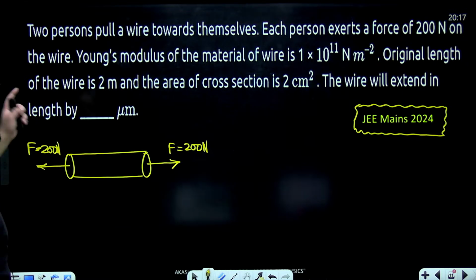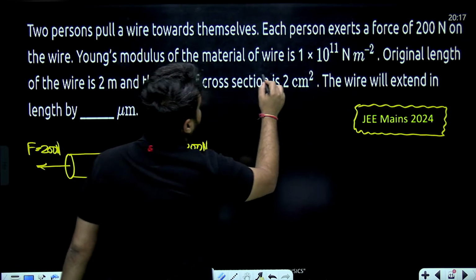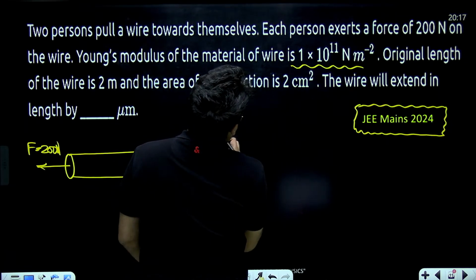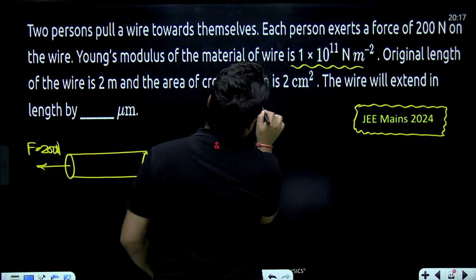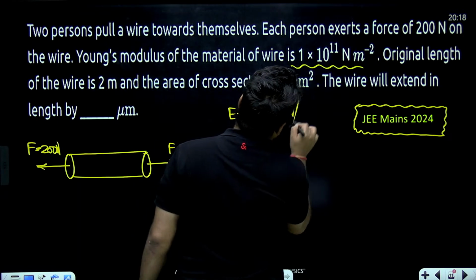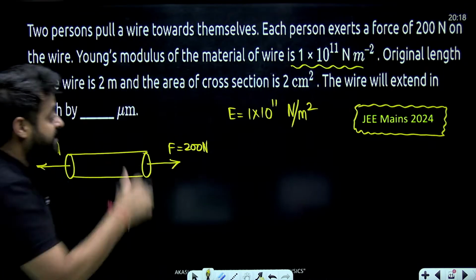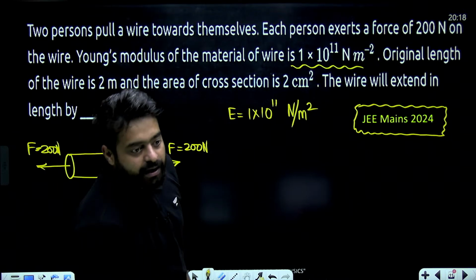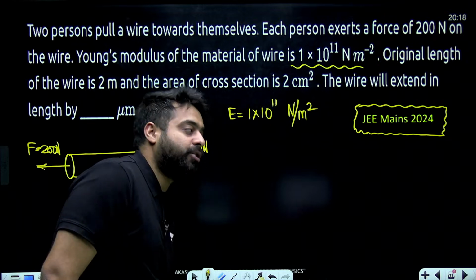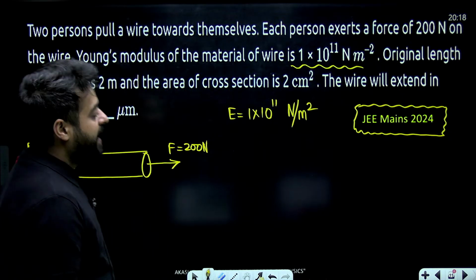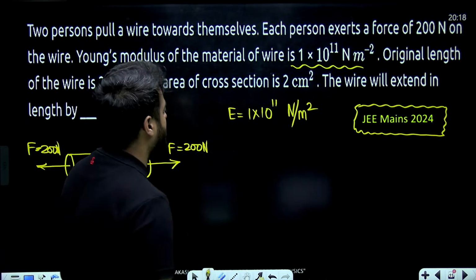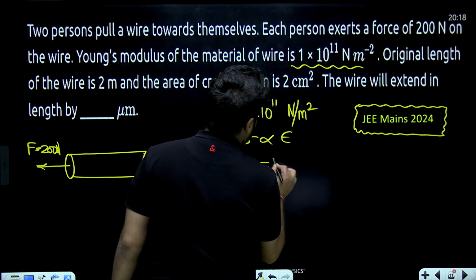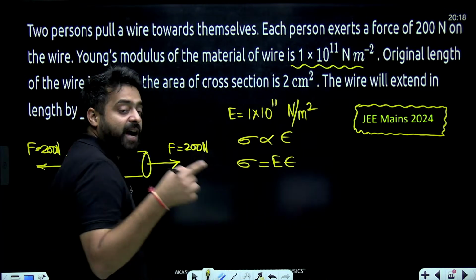On the wire, the Young's modulus of the material of the wire is this much. What do you mean by Young's modulus, or you can say the modulus of elasticity? That is 1 into 10 power 11 Newton per meter square. Why is this important? Because that is a property of the material. It comes from experiment only, you cannot derive it. It is the proportionality constant of Hooke's law. Hooke's law said stress is directly proportional to strain, but you remove the proportionality, sigma is equal to E epsilon. What is this E? Young's modulus.